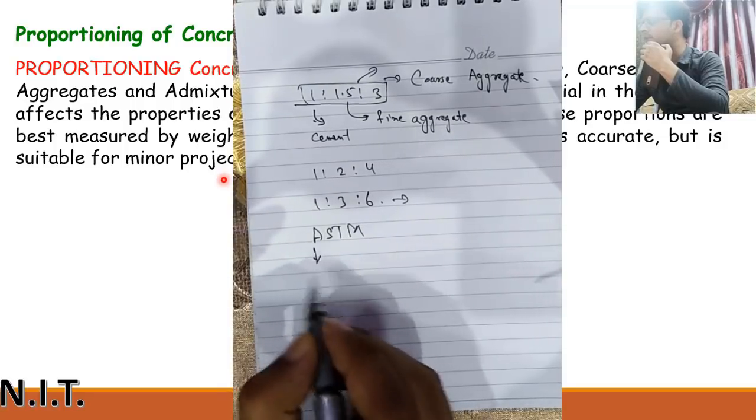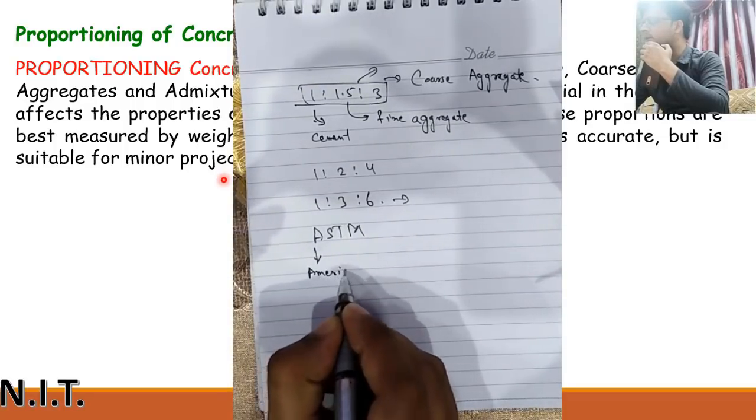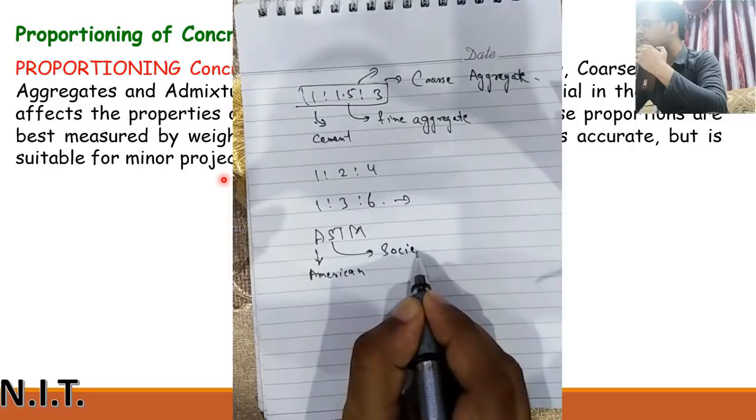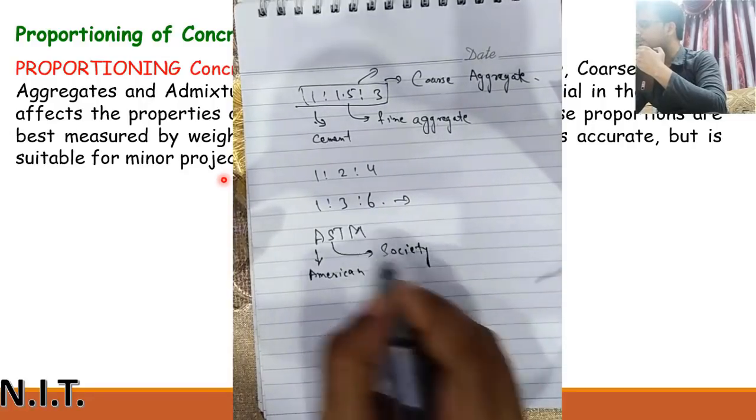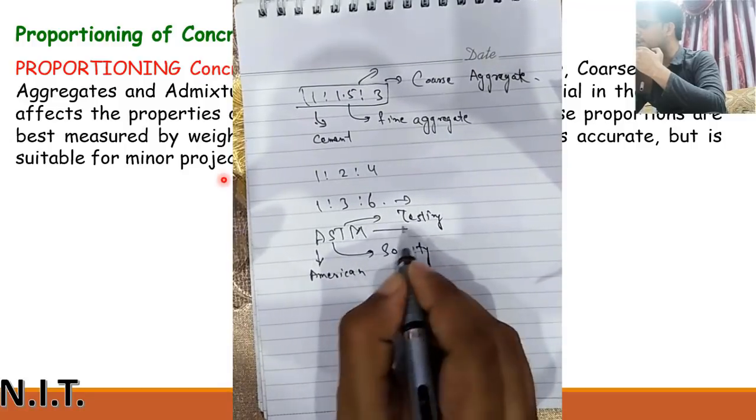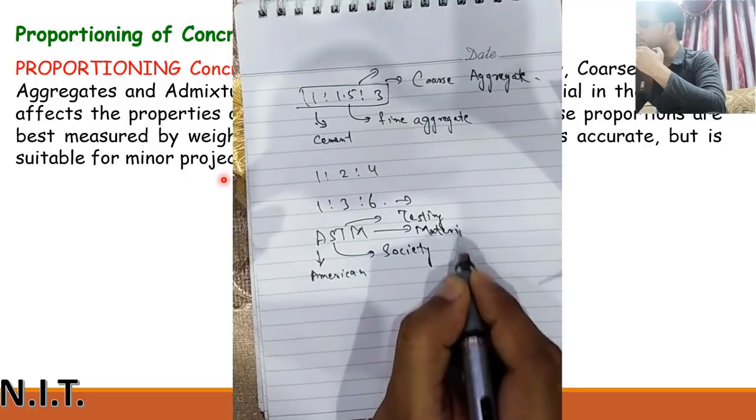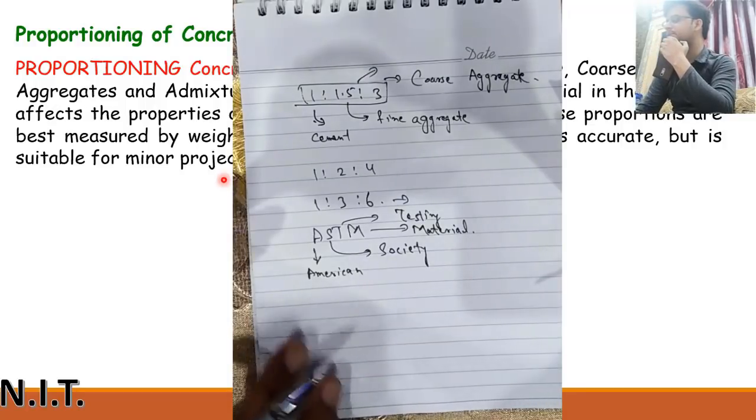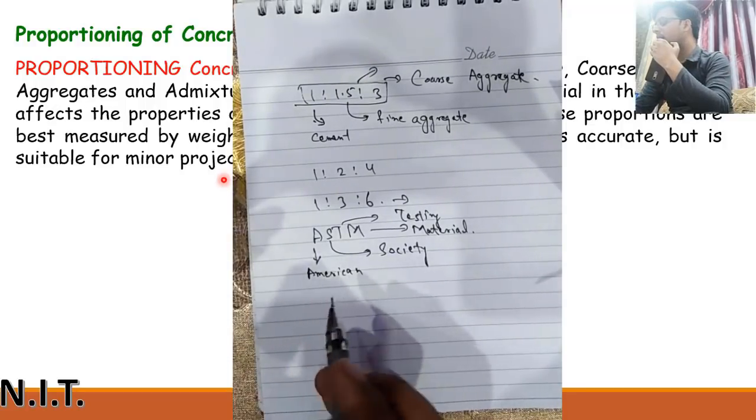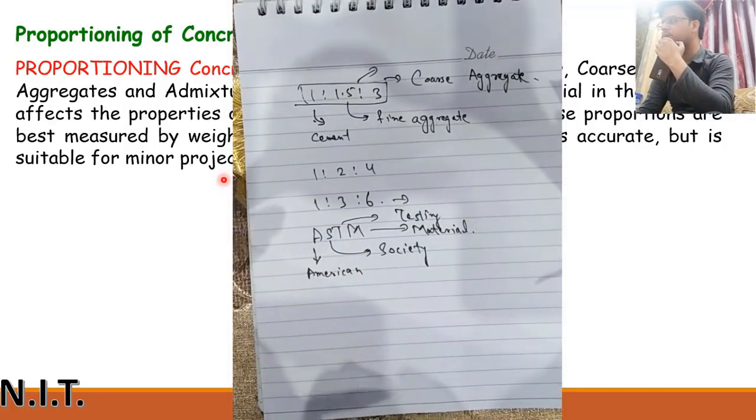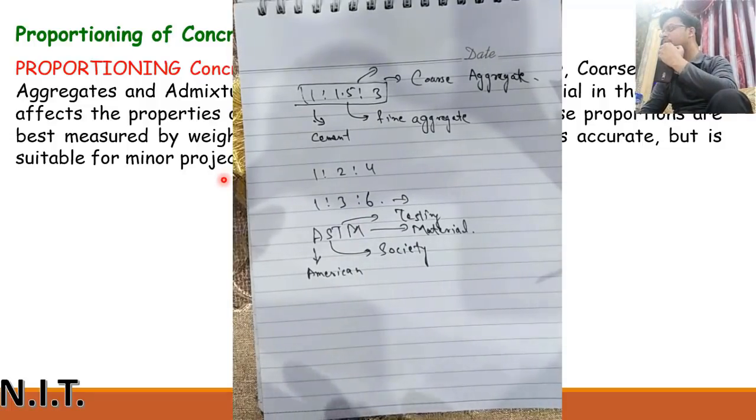What is ASTM? ASTM is American Society of Testing Materials. What does it mean? American Society of Testing Materials proposed a code, a complete book for the reference of the concrete properties for different types of structures.